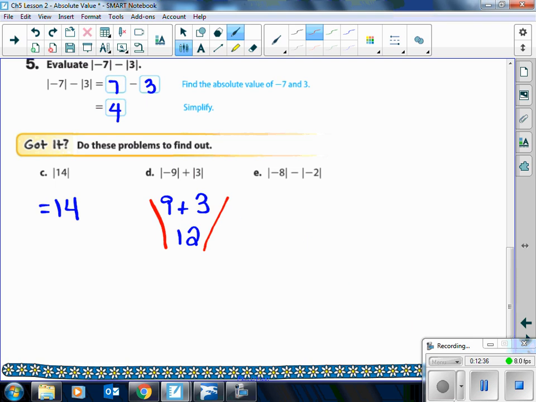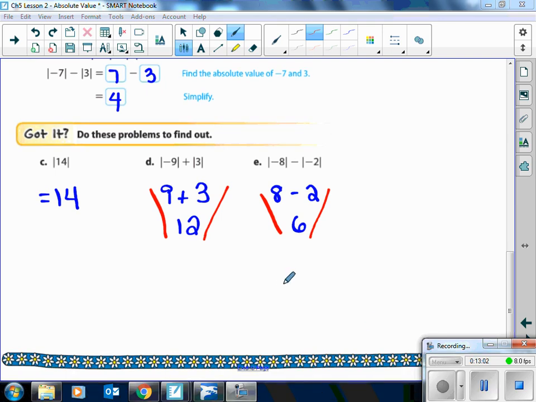You want to do letter E on your own? Yes. All right, so for example E, there's your answer. So the absolute value of negative 8 is 8 minus the absolute value of negative 2, which is 2. So 8 minus 2 is 6. Got it? All right. So once you find the absolute value, then you don't write the absolute value symbols anymore. So when we had the absolute value of 14, your answer is 14, no more lines. Is everybody clear?